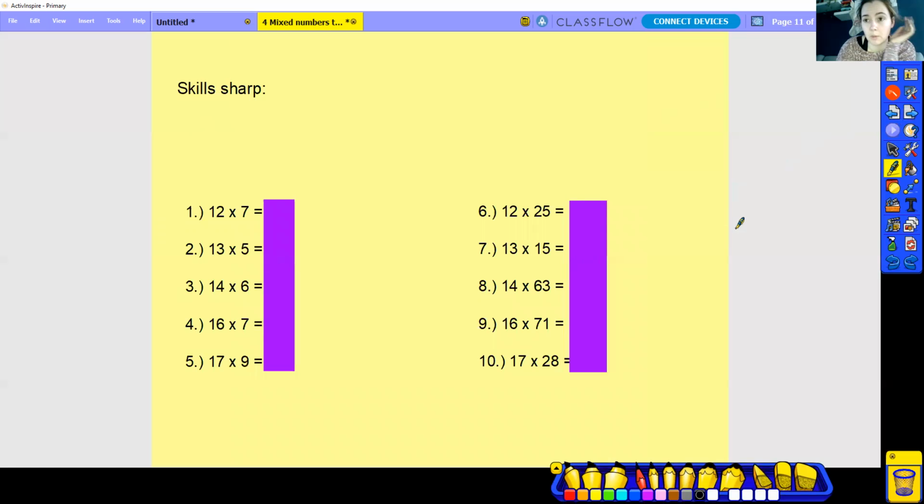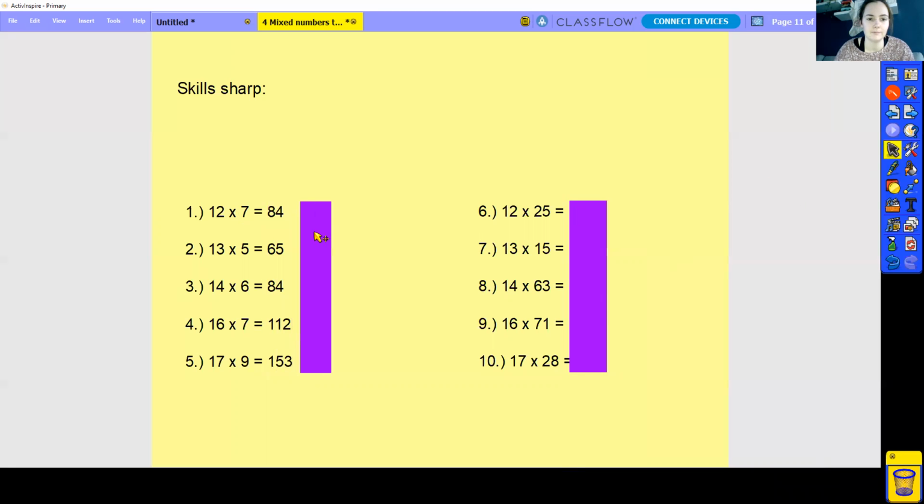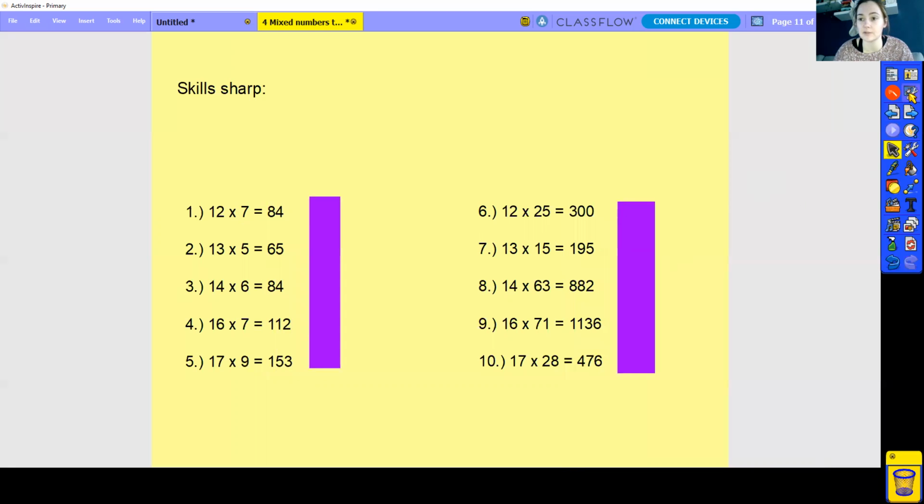When you are ready, I will put the skill shop on now. If you want to do your work first and then come back to this, that's fine. But your skill shop is on the board. It's multiplying by single digits and then multiplying by 2 digits. Have a go at that first, and then I will put the answers on. Okay, the answers are coming on now. There you go, the answers to the skill shop.